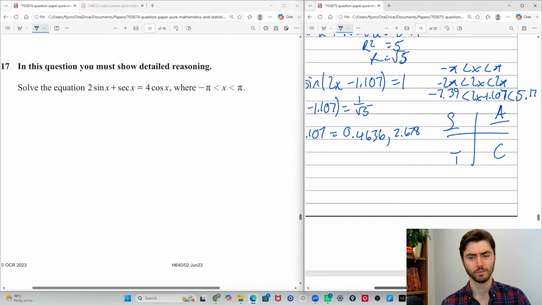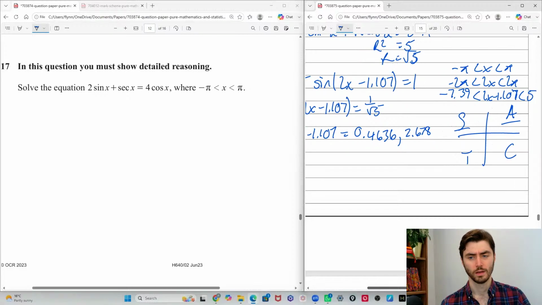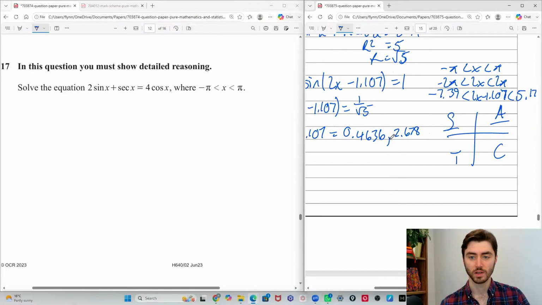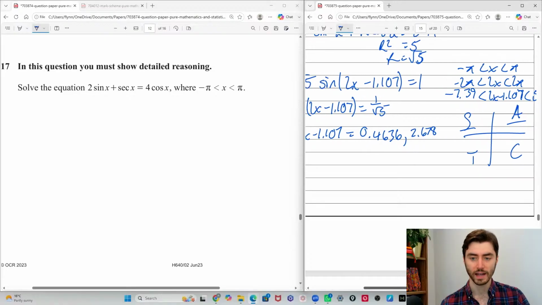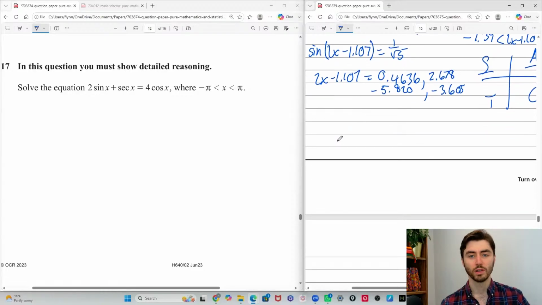Am I going to get... Oh, if I add 2 pi to that, it's going to go out of range. So in both of these, I need to subtract 2 pi as well. So that guy minus 2 pi, I will also get minus 3.605 on this one. 0.4636 minus 2 pi, I'll get minus 5.820 on that one. And we have to solve all of those for x.